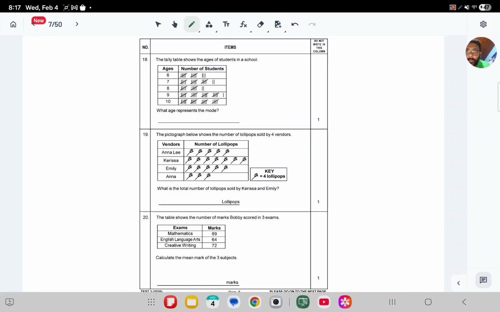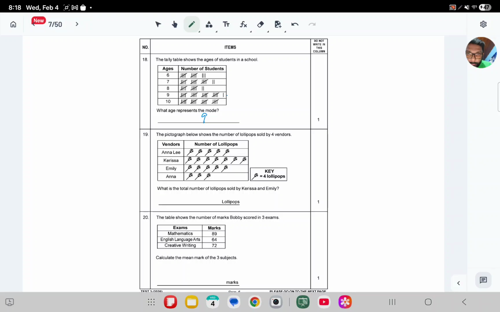The tally table shows the ages of students in a school. All right, what age represents the mode? Which is the most common age here? That would be 9, age 9. All right, that's the most number of students are age 9.